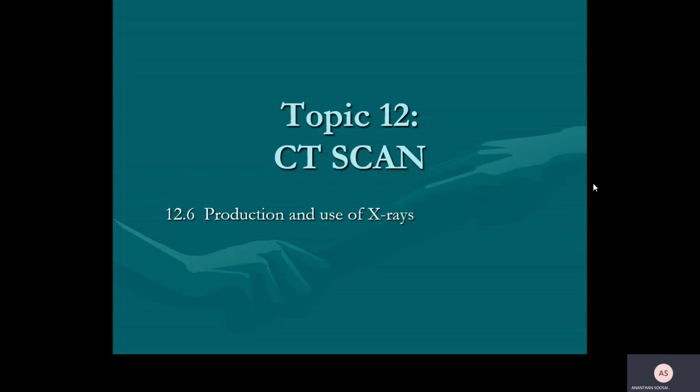Okay, CT scan is the last part of quantum physics. So far, what have you learned from the beginning? You learned about photon. It all starts with photon. After photon, you learned the photoelectric effect. After the photoelectric effect, you learned about de Broglie wave-particle duality. After de Broglie, we learned about line spectra, the discovery of Niels Bohr that electrons have energy levels.